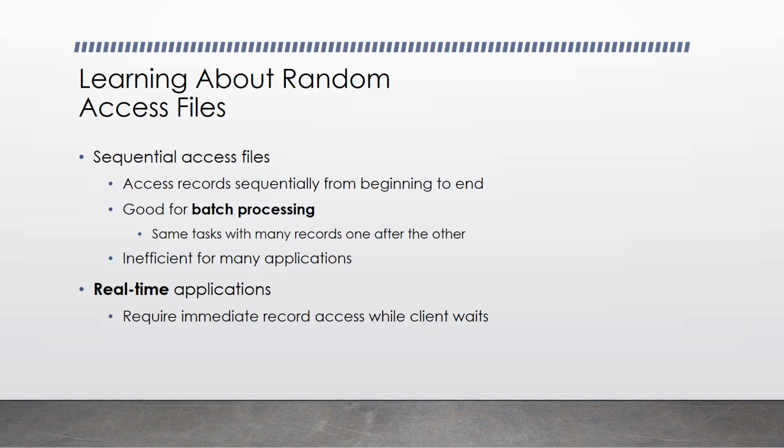Now, previously, we had an example of processing the record in a sequential access file. Businesses store data in sequential order when they use the records for batch processing, which involves performing the same tasks with many records, one after the other.